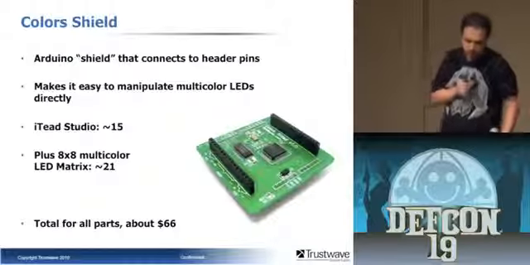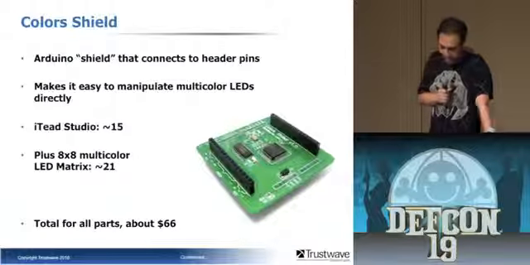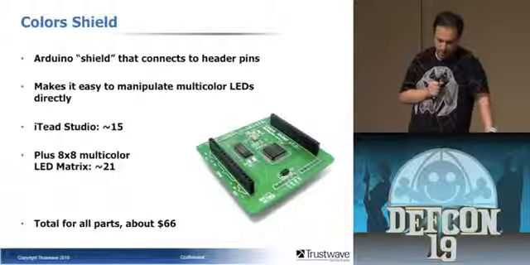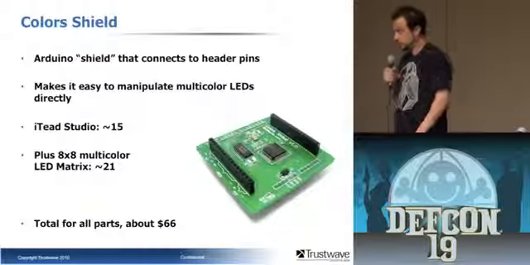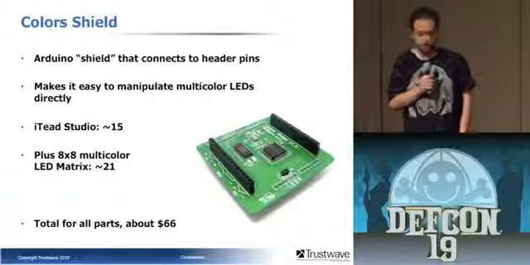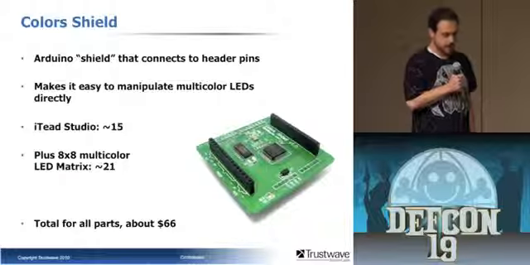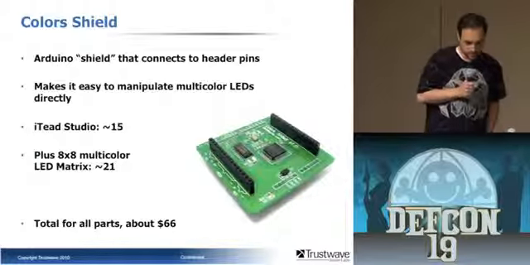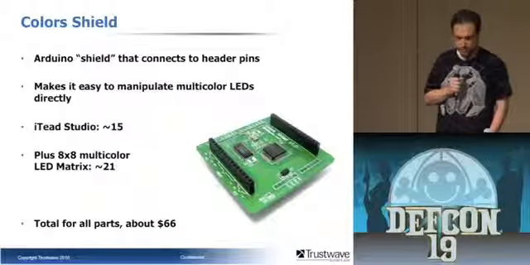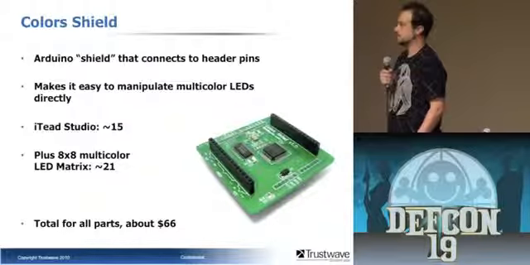There's also something called a color shield. This is a really cool little thing. The add-on boards for Arduino are called shields. So when you see the word shield, that means it's an add-on board for the Arduino. And this one is a shield that has a chip on it to control LEDs. So it makes it very easy.